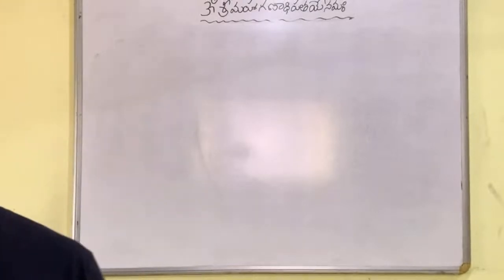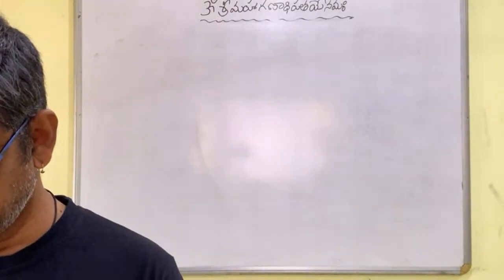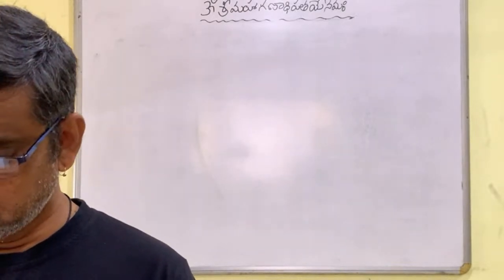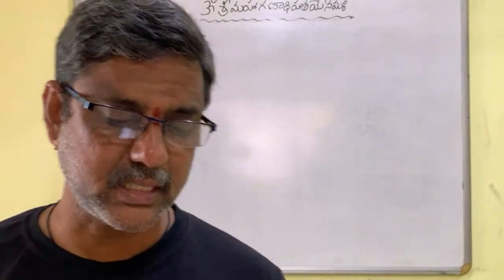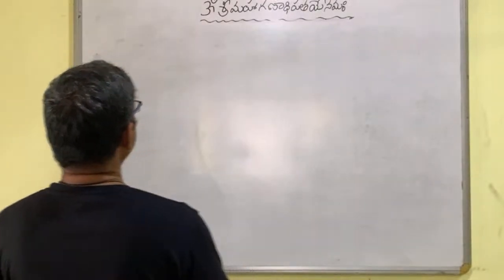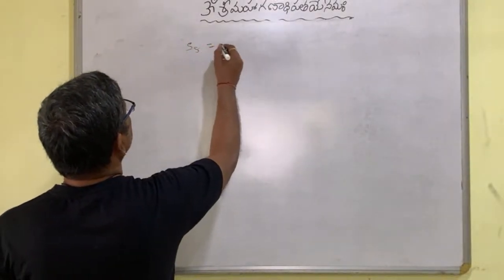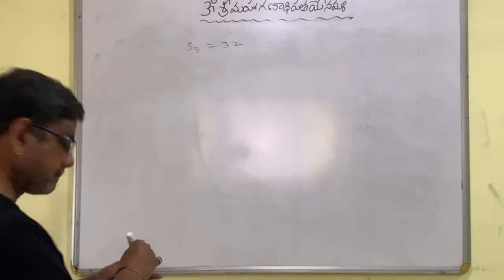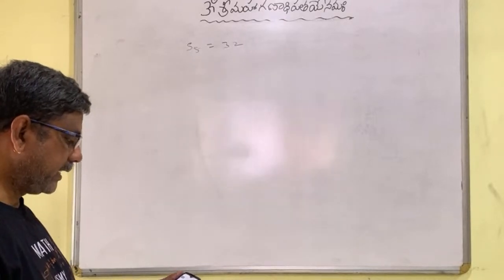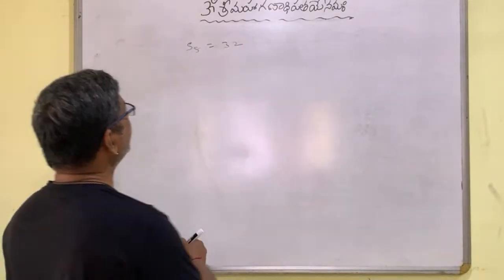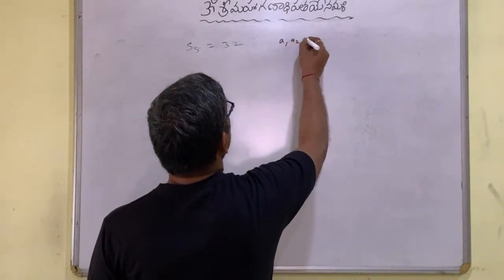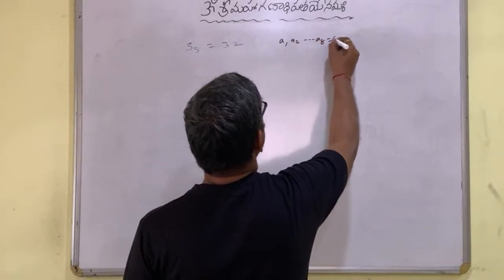Next question. The sum of first 8 terms of an AP is 32, S8 is 32, and their product is 60, a1 into a2 and so on to a8 is 60.